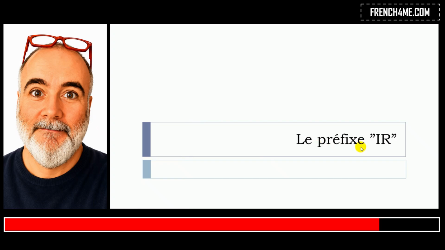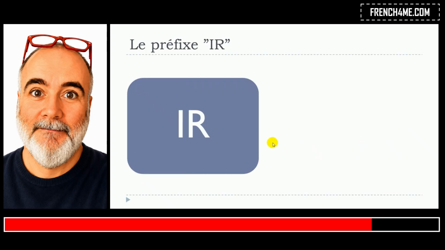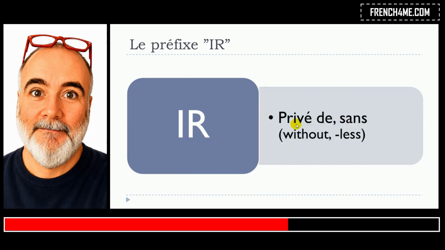Okay, so if you remember, when we're talking about prefix, actually we're talking about letters, like in that case IR, that you will add at the beginning of an existing word, and by adding these letters you will modify the meaning or the original meaning of the word. Okay, and in that case, when you put this IR, we're talking about words that will start with R. Then you will modify the meaning, and the meaning will be privé de or sans. Okay, privé de or sans.